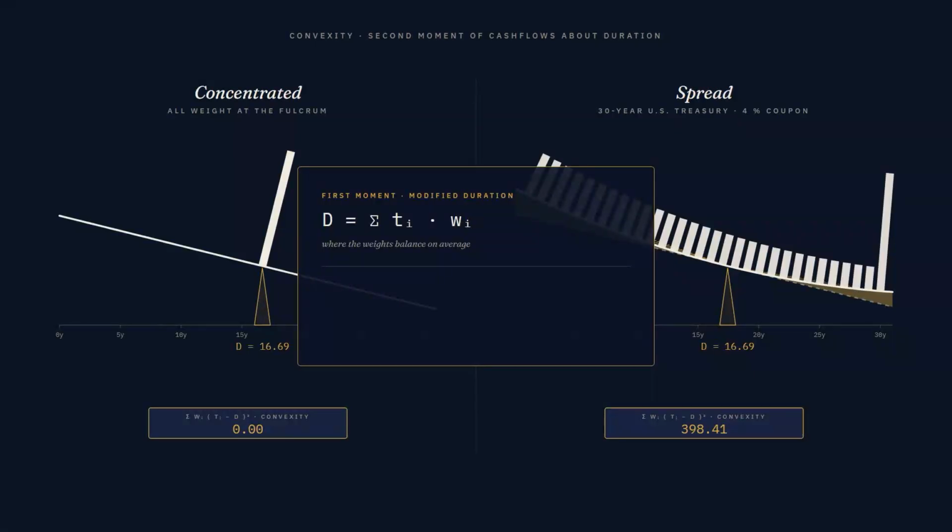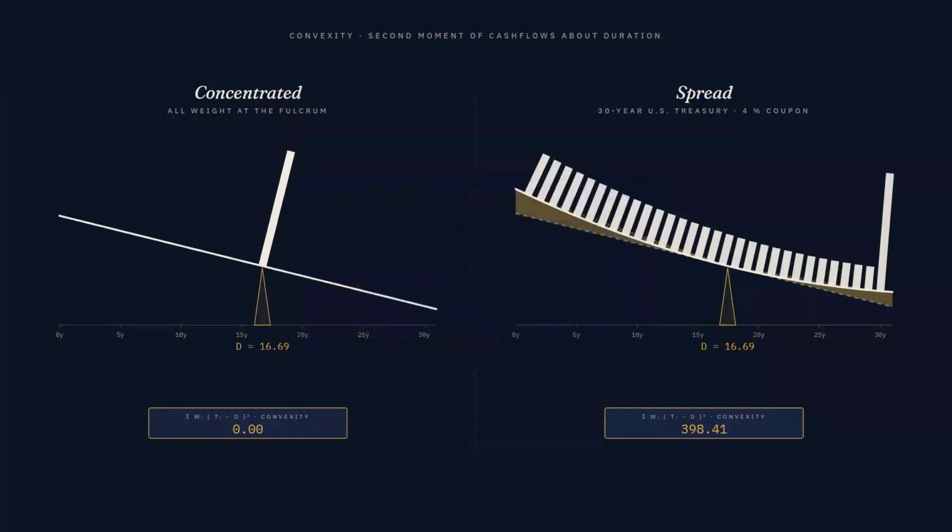Modified duration is the first moment of cash flows. It tells you where the weights balance on average. Convexity is the second moment of cash flows around that balance. It tells you how spread out they are. Same physics, different vocabulary. Now let's run 3 real cases through this lens.